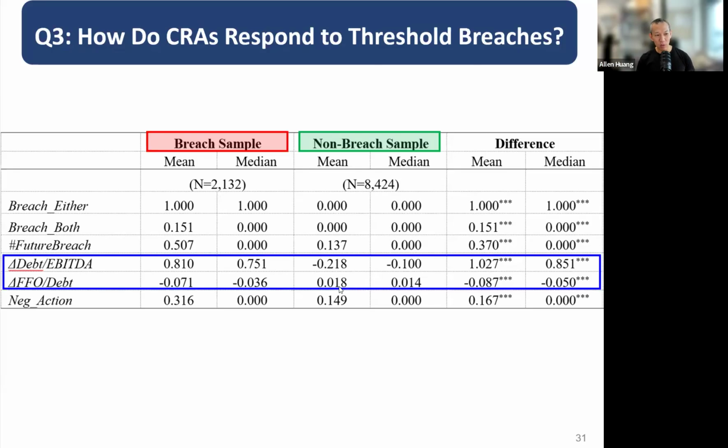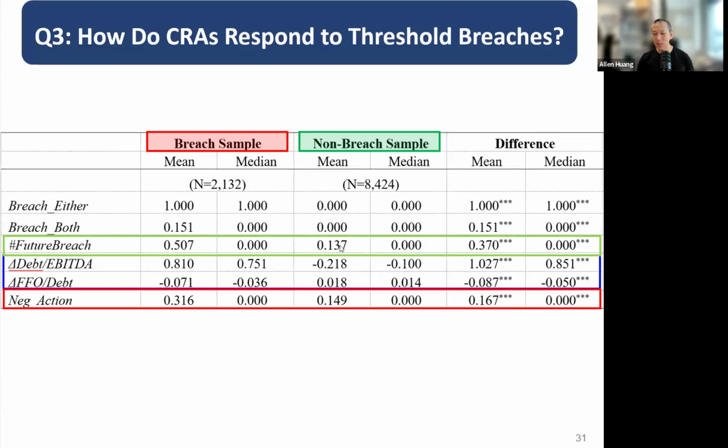The most important results: now obviously, intuitively, for the ones that are breached, you see that the ratios get worse, right, in terms of credit ratings. So the debt to EBITDA ratio increases, and the FFO to debt ratio decreases, for the breach sample relative to the non-breach sample. But there are a couple of other things.